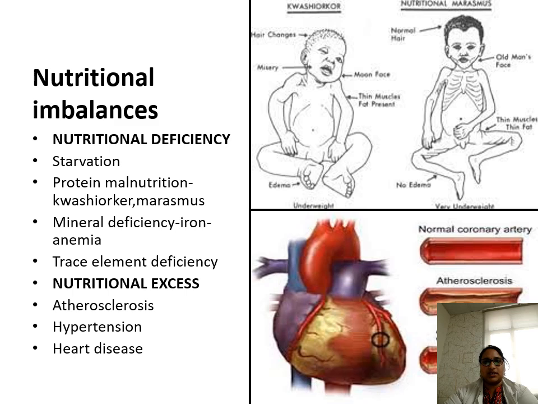Nutritional imbalances also cause cell injury, like either nutritional deficiency or nutritional excess. Nutritional deficiency in the form of starvation or protein malnutrition, like kwashiorkor or marasmus, or mineral deficiencies like iron deficiency may cause anemia, or any other trace element deficiency may also cause cell injury. Nutritional excess also may cause cell injury, either because it may cause atherosclerosis, hypertension, or directly it may cause heart disease. Here we can see the picture showing kwashiorkor and marasmus. This is the atherosclerosis and infarction you can see here.